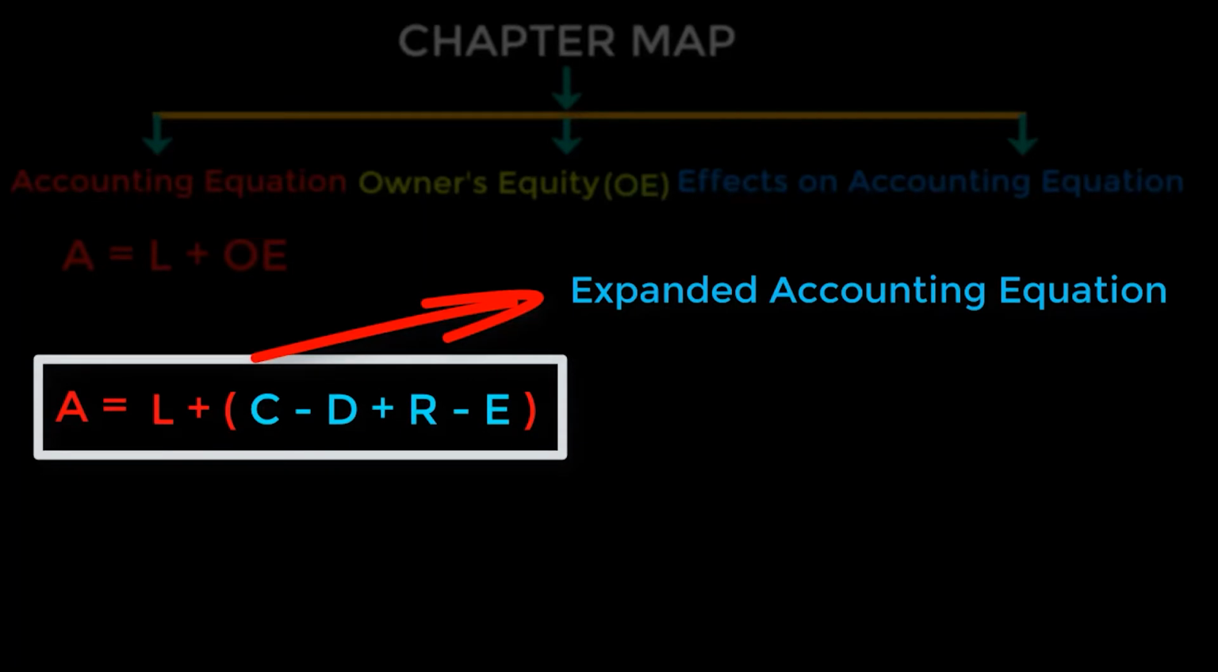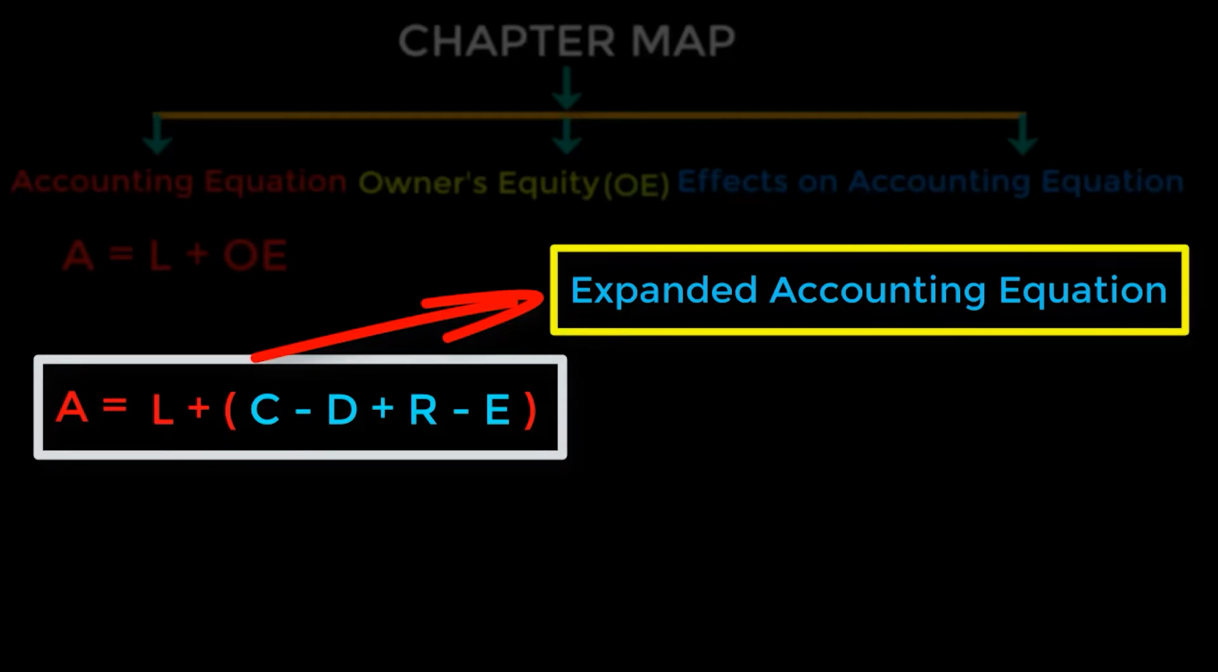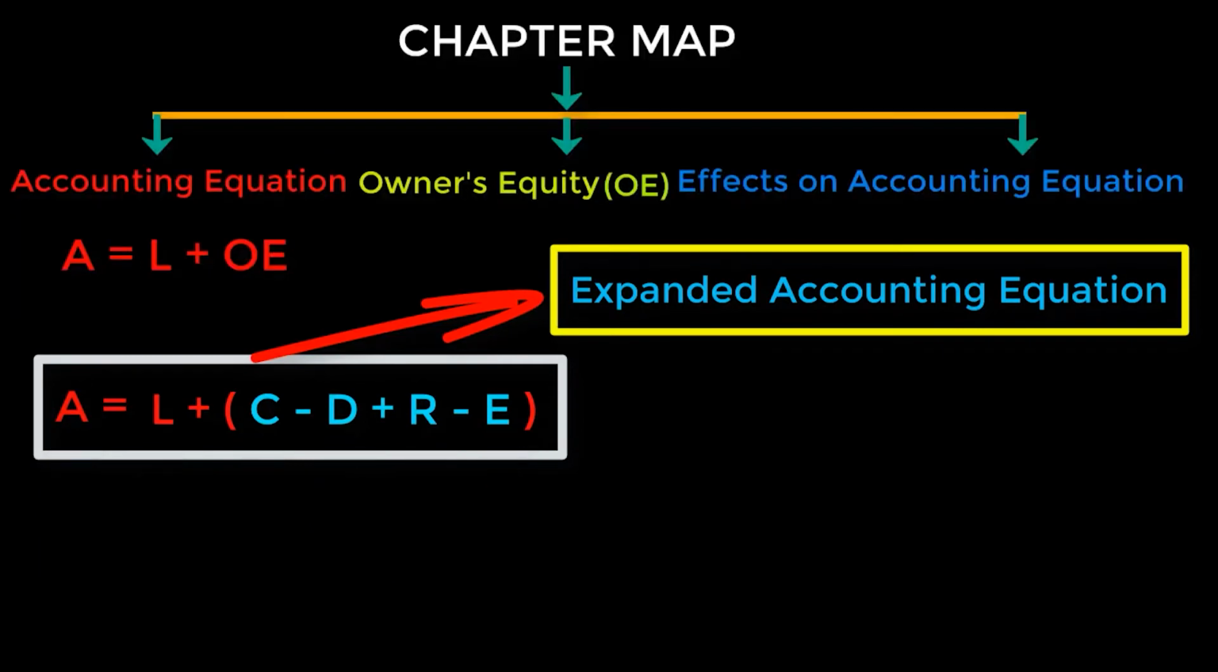Can you tell me how many elements are there in this expanded accounting equation? 1, 2, 3, 4, 5 and 6, isn't it? We may get 2 MCQ from here in the exam. Number 1, how many elements are there in the basic equation? Answer will be 3. And number 2, how many elements are there in the expanded equation? Here answer will be 6.